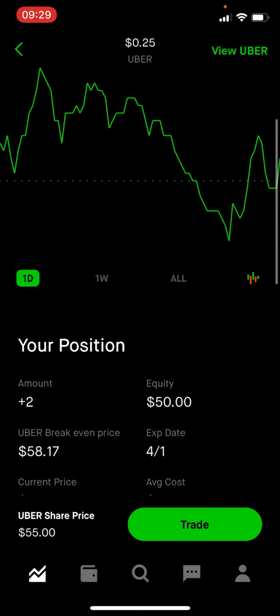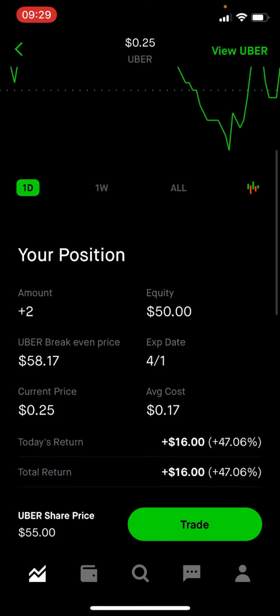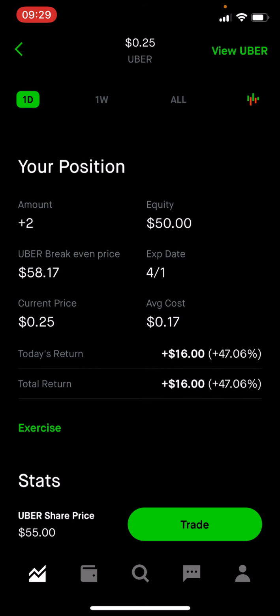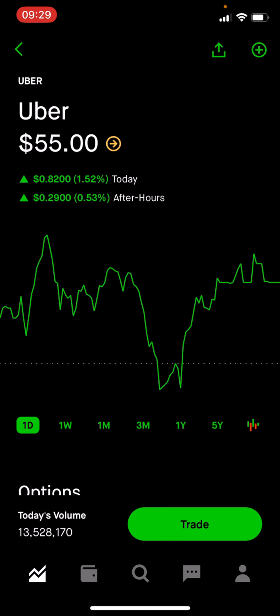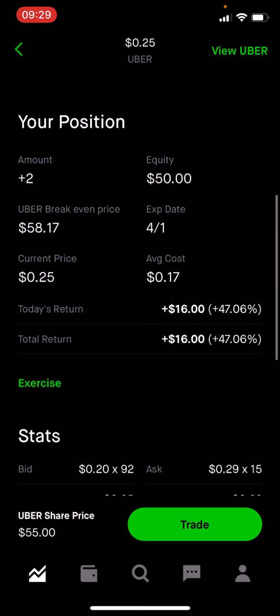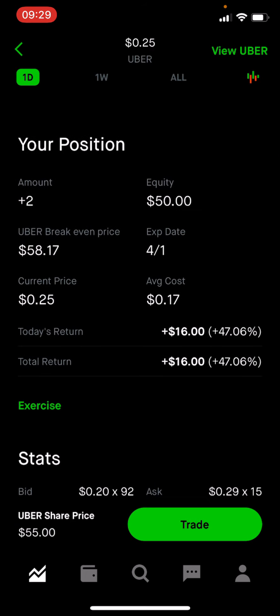So let me show you an example of this one that I have. It's expiring next Friday, I believe. I'm up 47%. You can see afterwards it's going up, so that tells me it's a good thing. I might hit that 50% return, and then I'll probably sell on Monday. Or if I see a good rally, I will probably hold for one more day and then sell.